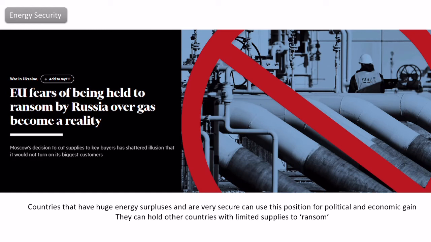Places that do have lots of resources, so countries that have these huge energy surpluses, places like Saudi Arabia, but also the USA and Russia, are very secure in their energy supplies, and they can use this position for political and economic gain. Essentially they can use it to hold other countries to ransom if they want. And there's a headline here about the fact that Russia could at any point decide to shut off the gas to the EU, which would put a lot of the EU economies in trouble.